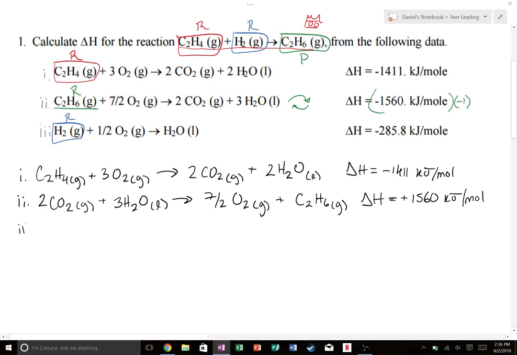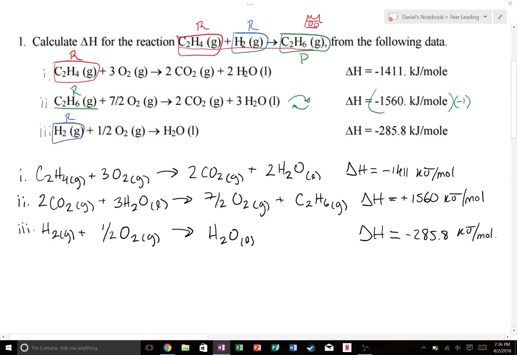Now reaction 3, remember we did not do anything to this one either, so let's just write H2 gas plus 1/2 O2 gas, and that's going to react to form H2O liquid. Right? And let's just bring down the delta H, which is negative 285.8 kilojoules per mole. So now that we've rearranged our equations, let's see what cancels out.